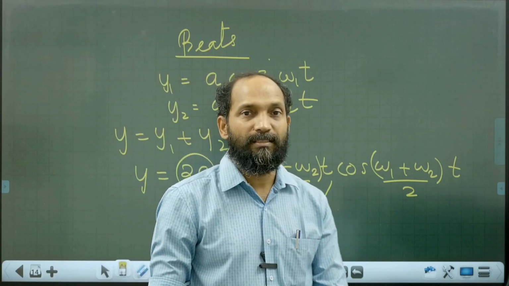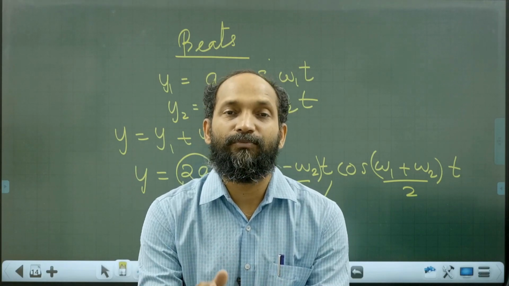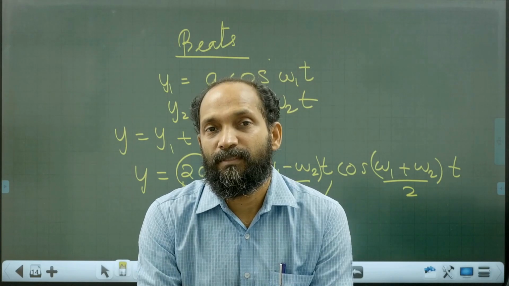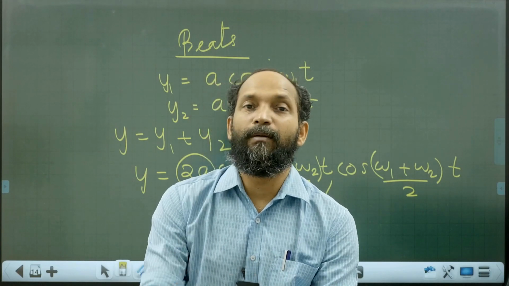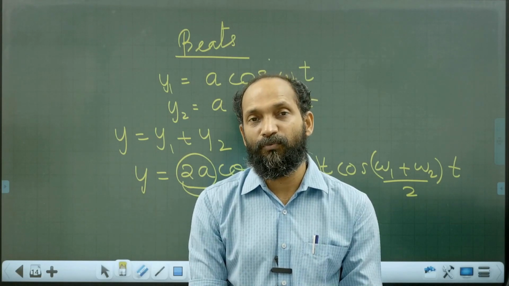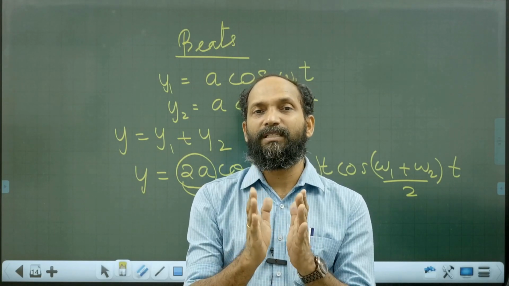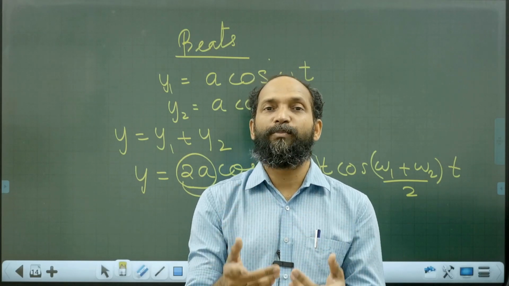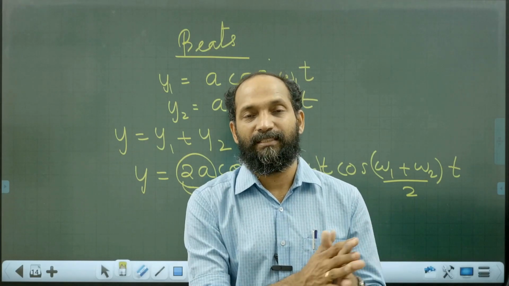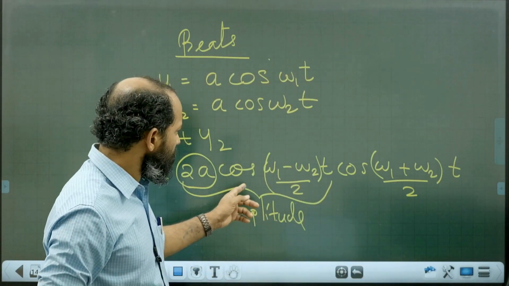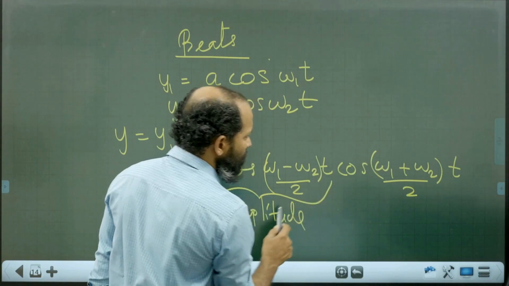Beats, listen, are variations in intensity of sound. The maximum of intensity heard is called waxing, the minimum is called waning. One beat means one waxing plus one waning. Two beats means two waxing plus two waning. Okay, here you can see a few more terms.